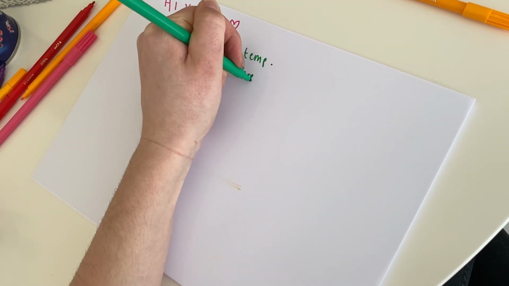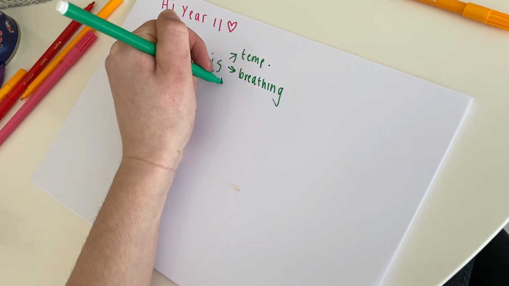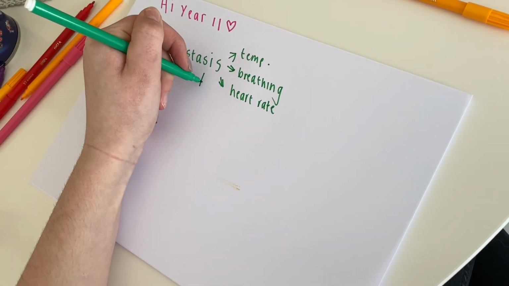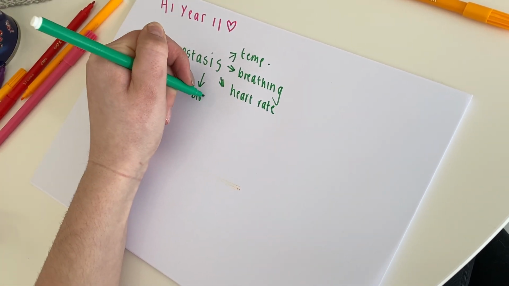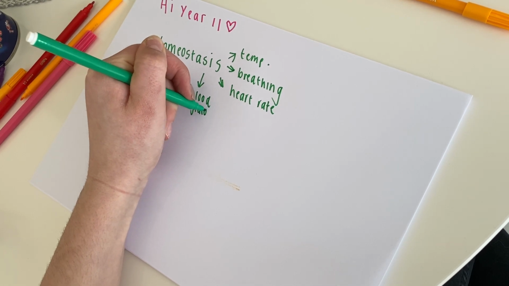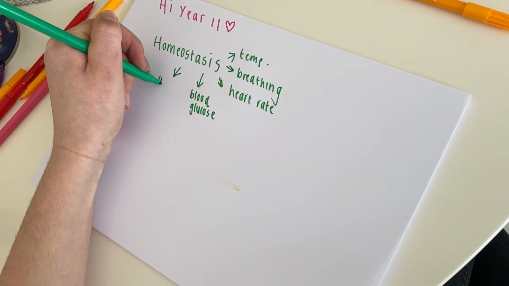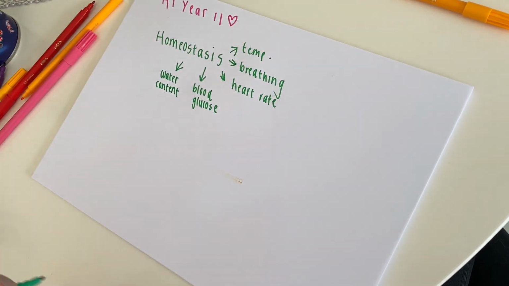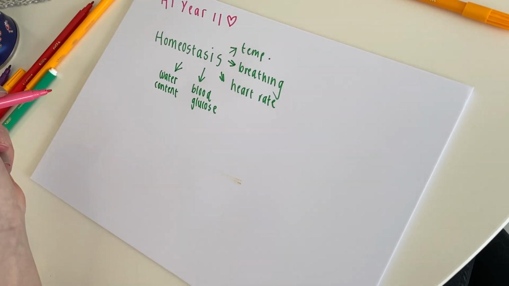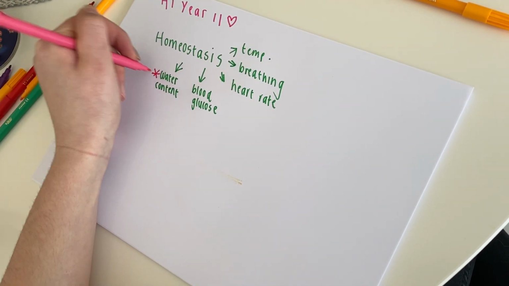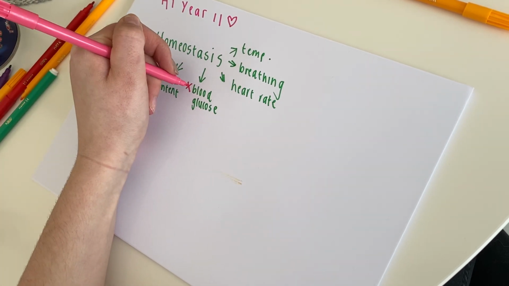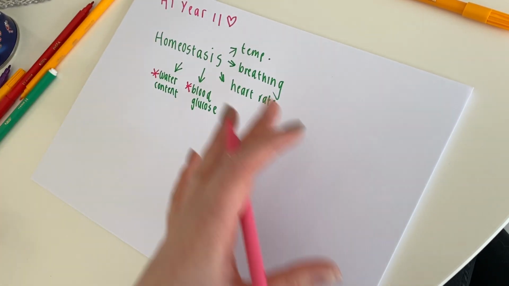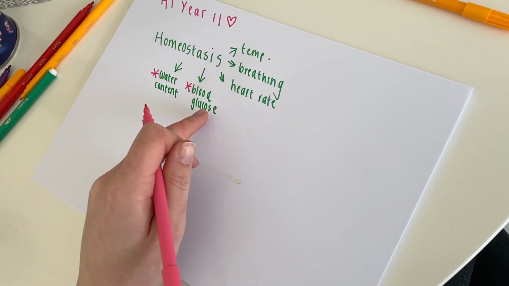breathing, heart rate. Other ones would be blood glucose, which I'm going to talk about in more detail, and water content of the blood. Now, the only two that we look at in any great detail at GCSE is the water content, which is called osmoregulation, and blood glucose, which is what I'm going to go into in more detail in this video. So although homeostasis encompasses all of these different things, we're only going to concentrate on two of them.